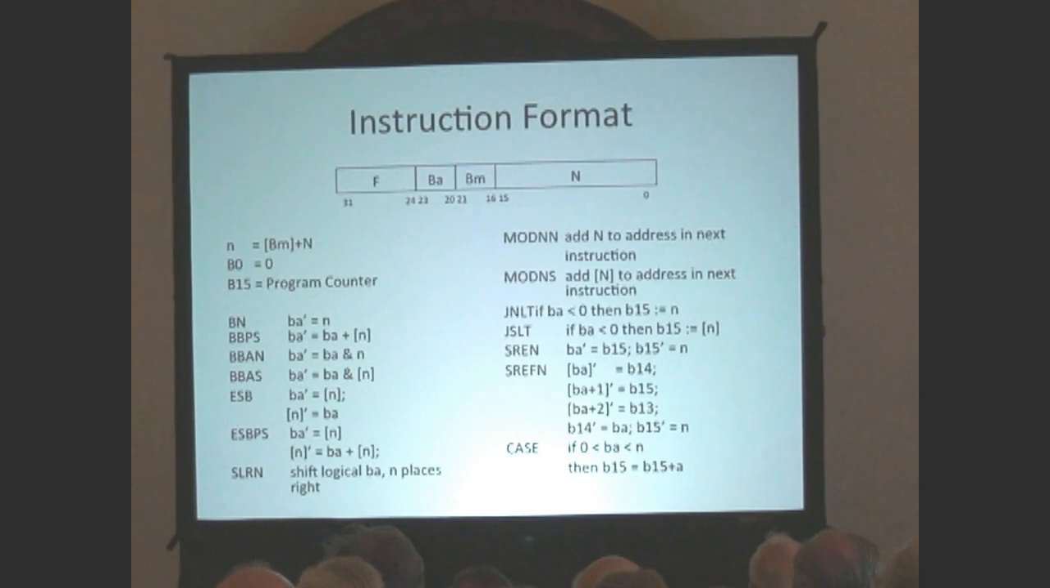Instruction format, very boring. A function field, 2 index registers, BA and BM, and 16 address bits. Typical instructions, BN says register BA, whatever number is in there, becomes equal to the contents of memory location BM, treating that as an index register, add those bits N to it. So typically in the index registers you keep the base address of a vector. This would pick up the nth word in the vector, put that into register BA, that's a nice simple one.